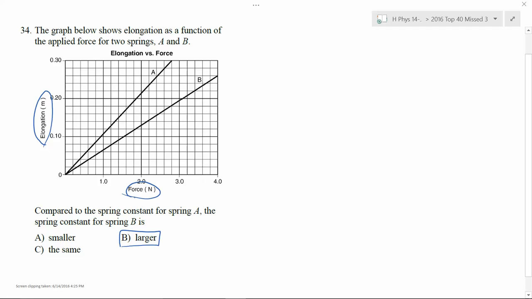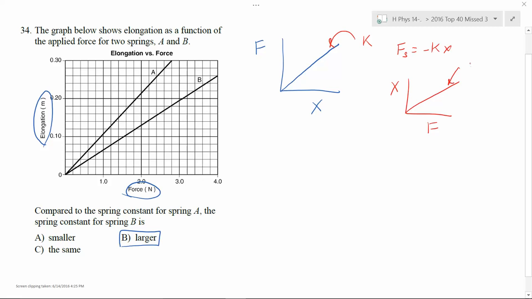Look at the axis. Normally when you do this, we do force versus the stretch distance, and you get a line that has a slope of k, F equals negative kx, Hooke's law. However, with this one, the axes are reversed. So if you were to graph x versus F, that slope is actually 1 over k. And that's what we did here, x and F.